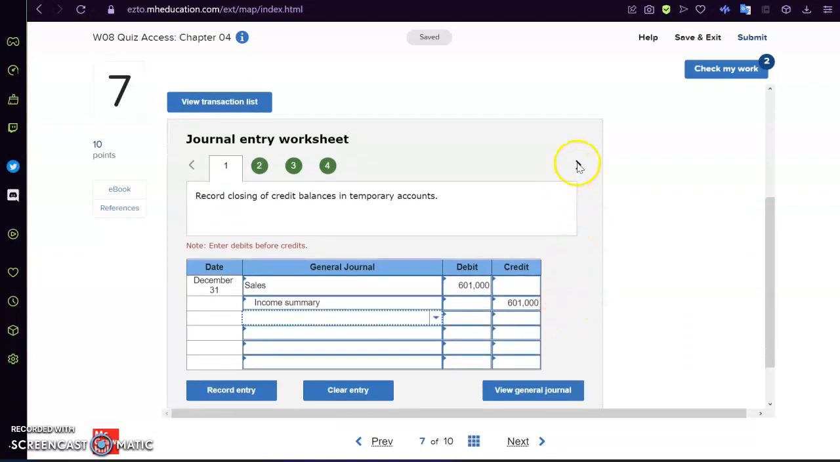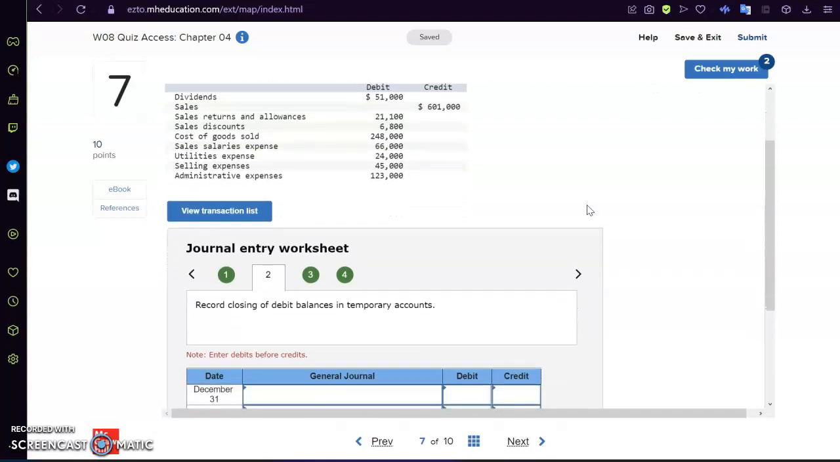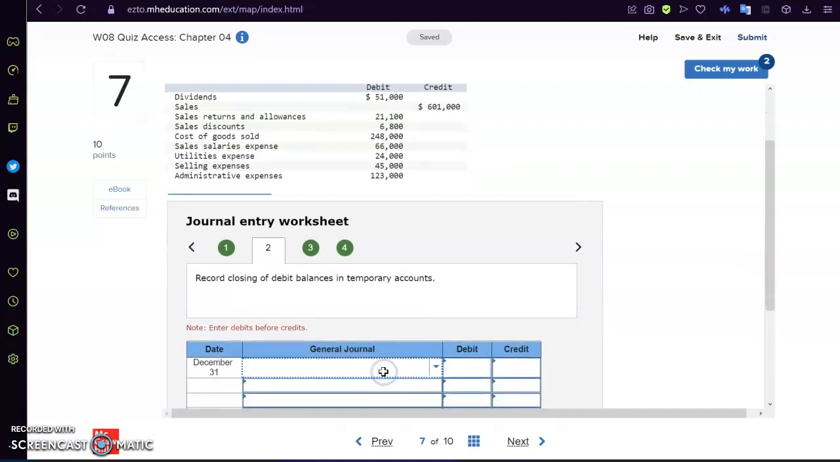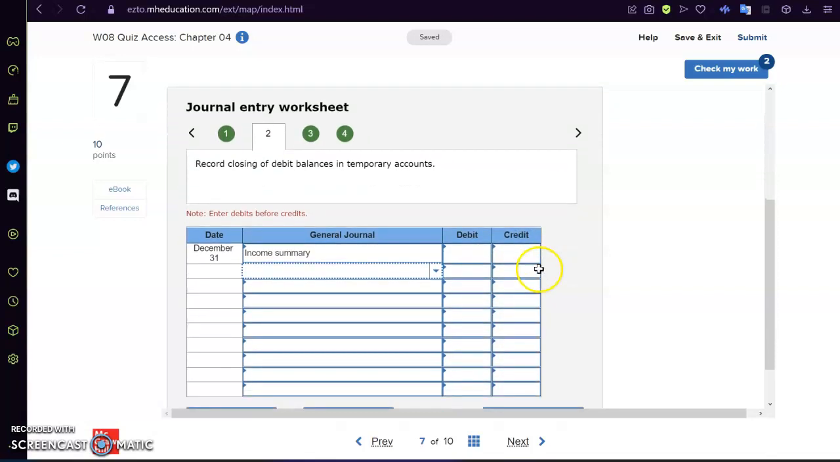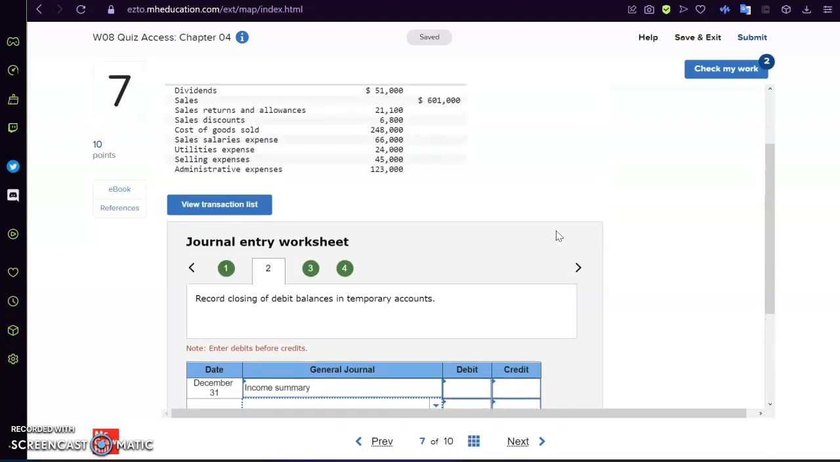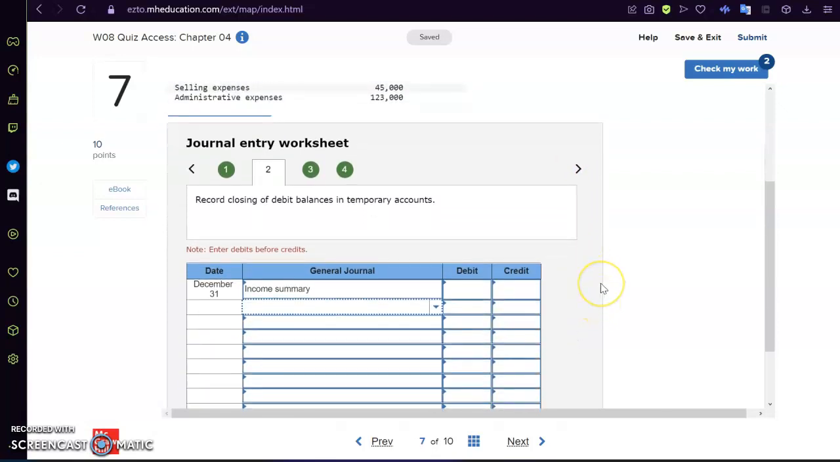For the next part, we're going to close the debit balances, and we're going to credit those, meaning we have to debit the income summary first, but we don't know what the actual amount is for the income summary. So we're just going to leave it blank, and then we're going to come back after adding all of our normal debits, which are going to be credited.